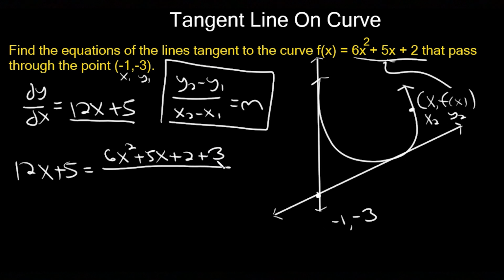And then on the denominator, I have x2 minus x1. Well, my x2 is x. And then I'll have my x1, which is going to be -1. But again, the 2 negatives make a positive, so it becomes x plus 1, right?